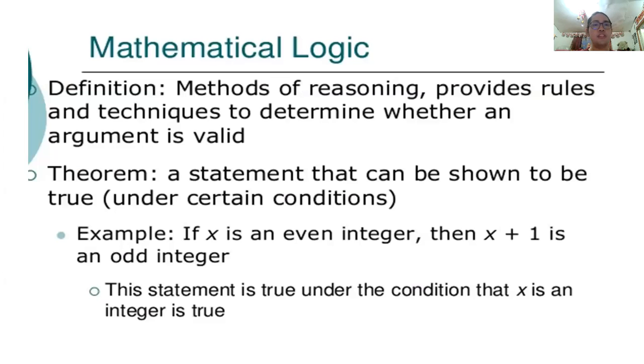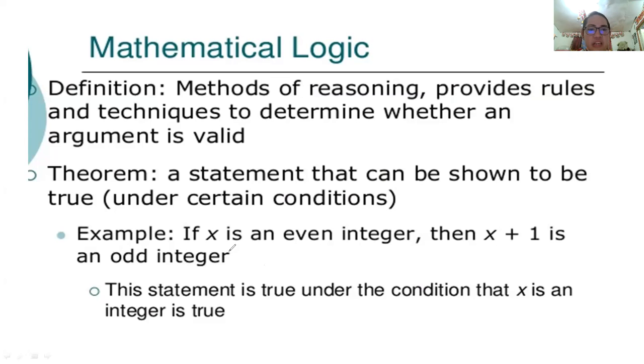Okay, so now let's proceed to mathematical logic. So mathematical logic, as you can see on the screen, is a method or methods of reasoning that provides rules and techniques to determine whether an argument is valid. So this will tell us if the argument is valid. The methods of reasoning, we call it mathematical logic. So a statement that can be shown to be true. So let's have an example of mathematical logic.